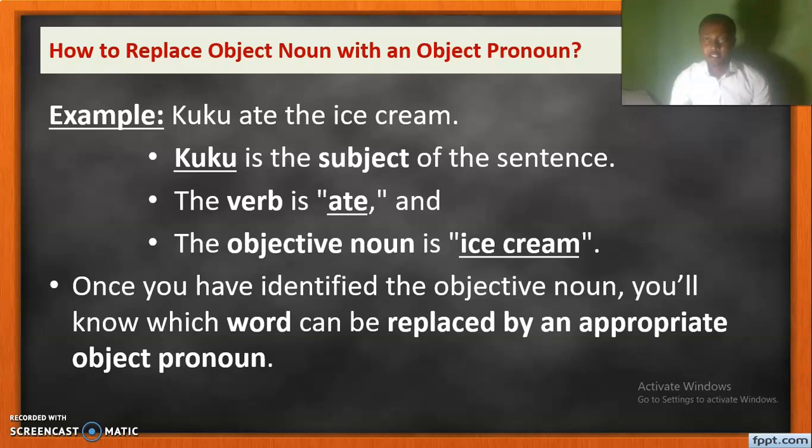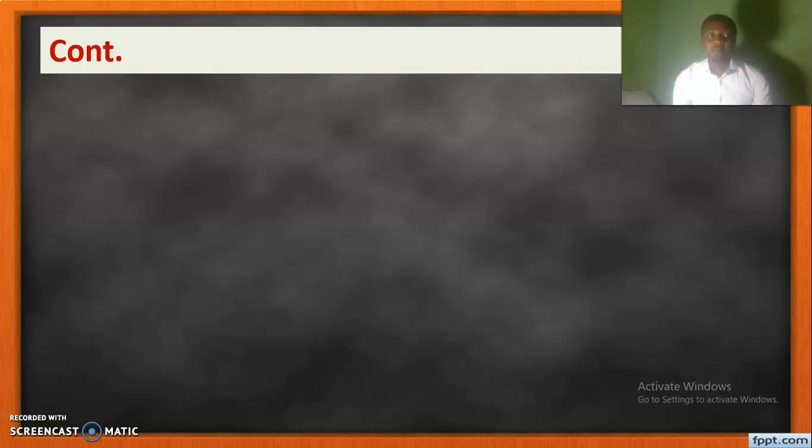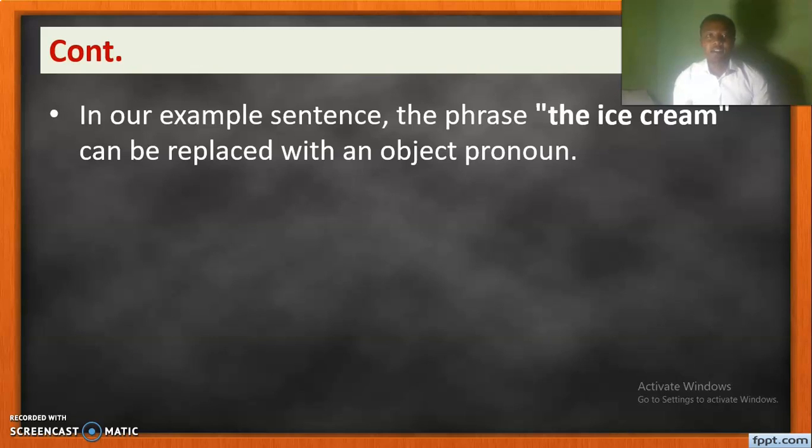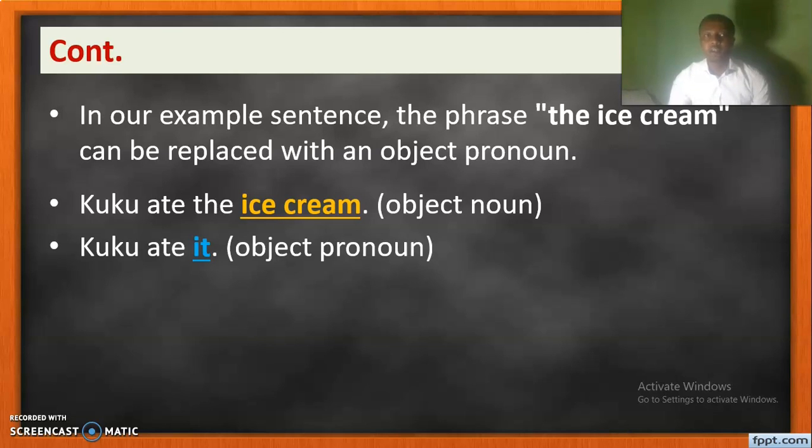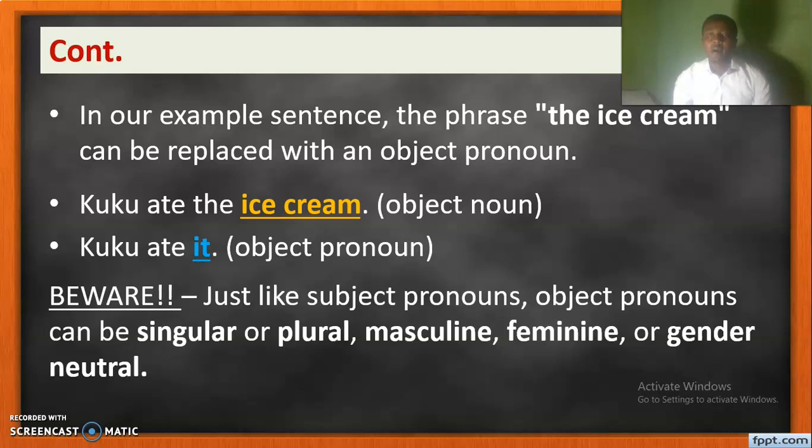Once you have identified the object noun, it's going to be easy. You will know which word can be replaced by an appropriate object pronoun. In our example sentence, the phrase "the ice cream" can be replaced with the right object pronoun, and this is how we can do it. Cuckoo ate the ice cream. We have an object noun here, so the right object pronoun is "it," because ice cream is a thing, an object. That's why we did it in this way.